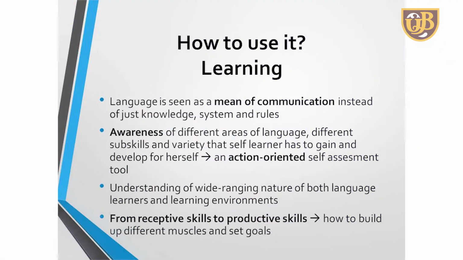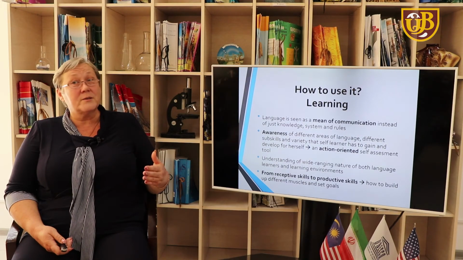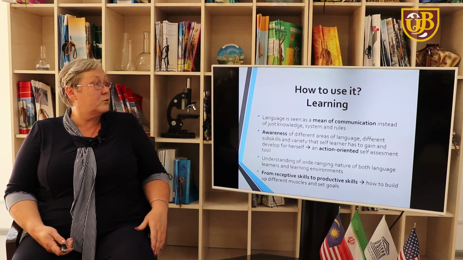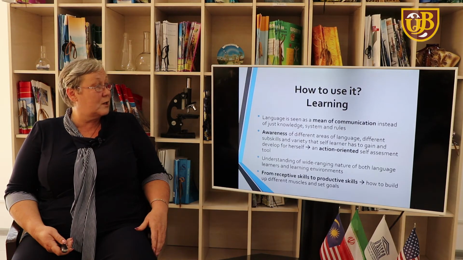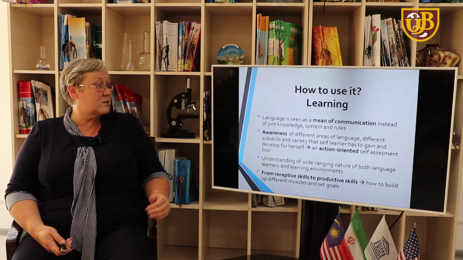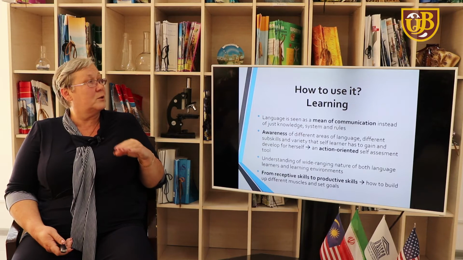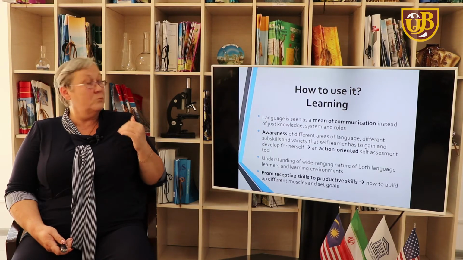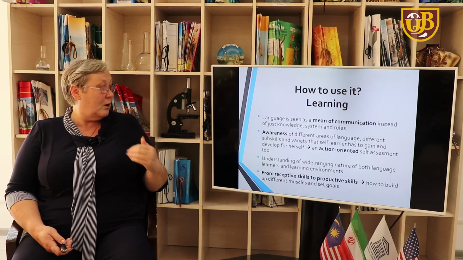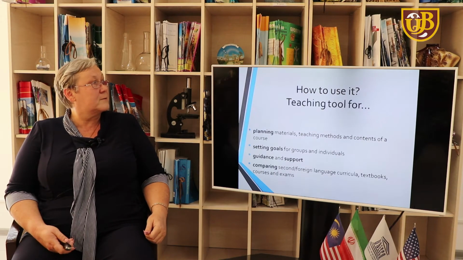Learning. Language is seen as a means of communication instead of just a knowledge system and rules. When we discuss the levels in detail, you will see it. Awareness of different areas of language, different sub-skills and variety that the self-learner has to gain and develop for herself, an action-oriented self-assessment tool. Understanding of the wide-ranging nature of both language learners and learning environments. From receptive skills, the main idea is to show that according to the levels of foreign language proficiency, we need to move from receptive skills to productive skills, how to build up different muscles and set goals.